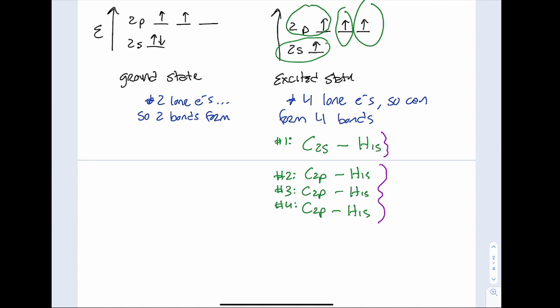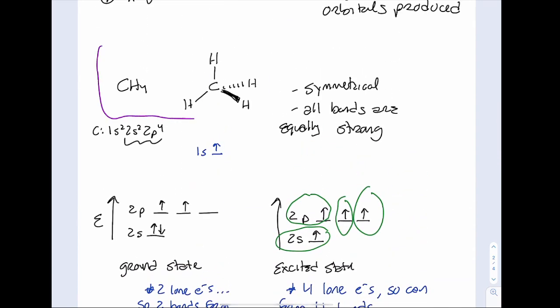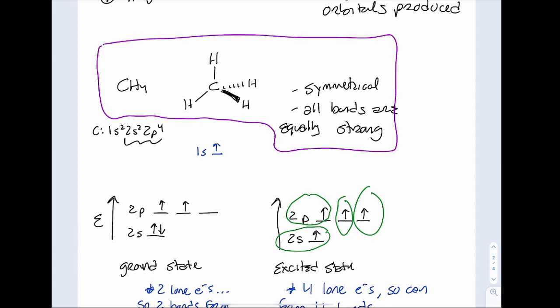If I was to measure the strength of all 3 bonds, if this was correct, 3 of them would have the same strength, 1 of them would have a different strength. And we know for a fact that CH4 has all 4 bonds that are equally strong. So this isn't right either.